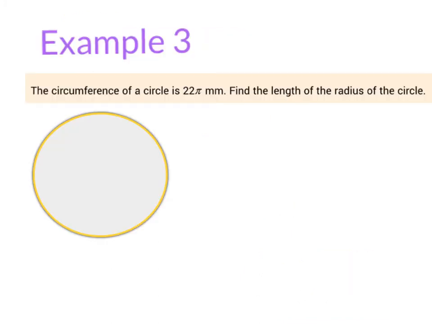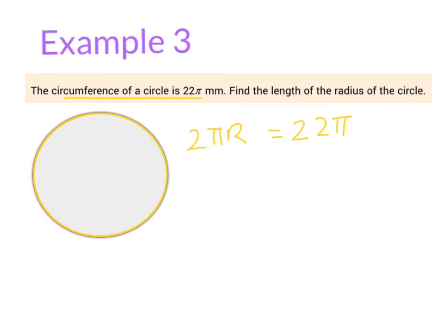We're told the circumference of a circle is 22 pi. Find the length of the radius of the circle. So circumference is 2 pi r equals 22 pi. Now, fill in what we know. I suppose we're trying to find the radius. But what you'll notice on this is we actually have pi's on both sides.